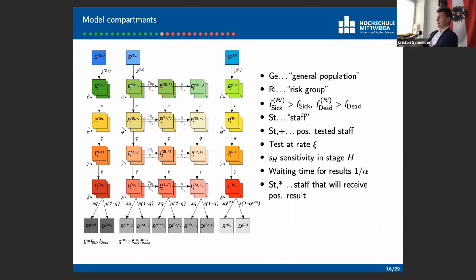And so individuals are moved at a rate, the testing rate multiplied by the respective sensitivity, into these compartments. And from these compartments they wait, and with an average time of 1 by alpha they receive the results, and then they are moved into one of the positively tested or the confirmed compartments. Those are the ones we need, because once they are confirmed positive, we will immediately restrict all the contacts with the risk group.